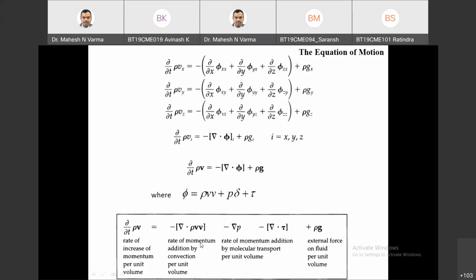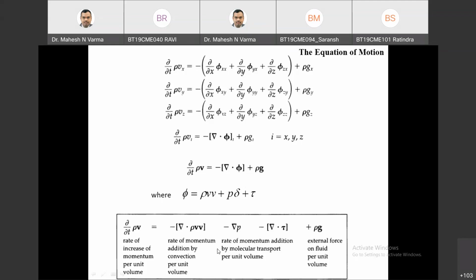Hello, sir. Sir, gravity won't be acting in all three directions. No, sir. Yeah, it will be there, na? Gx, Gy, Gz. Sir, only in the negative z direction.